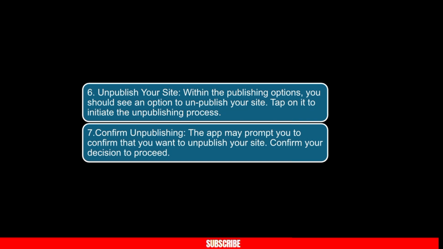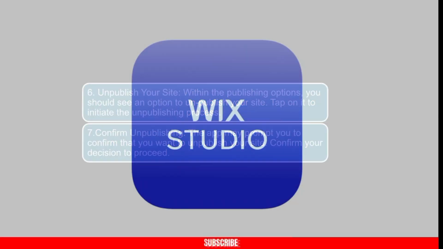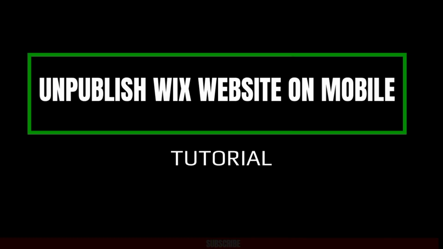After that, confirm unpublishing. The app may prompt you to confirm that you want to unpublish your site. Confirm your decision to proceed. That's it. That's how you can easily unpublish Wix website on mobile.